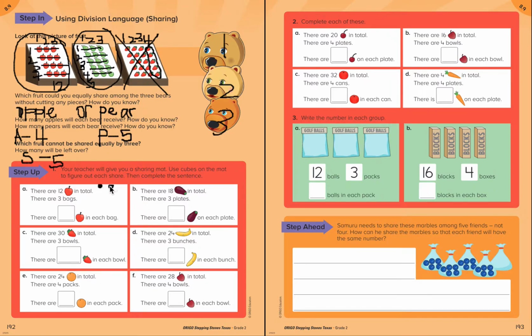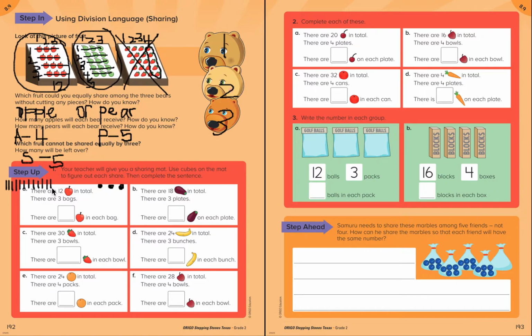1, 2, 3. Now I'm going to come over here to the side and draw 12 tallies, because that's how I know how many apples I need in all. 1, 2, 3, 4, 5, 6, 7, 8, 9, 10, 11, 12.